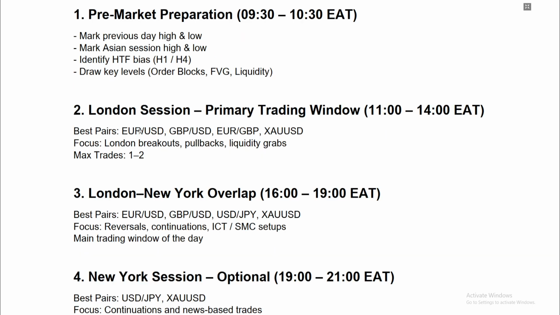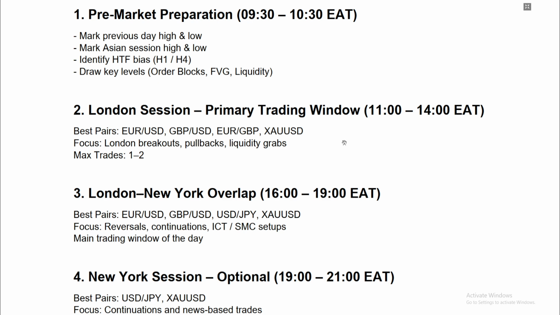After that, we have the London-New York overlap. Okay, all these times are based on East Africa time, right? So if you're in Kenya, we usually use the EAT time, so it will at least be easier for you to convert it. Okay, now you have the London-New York overlap. Between 4 p.m. and 7 p.m., it is the most important trading window of the day. All right, this is when London and New York overlap, creating maximum liquidity.